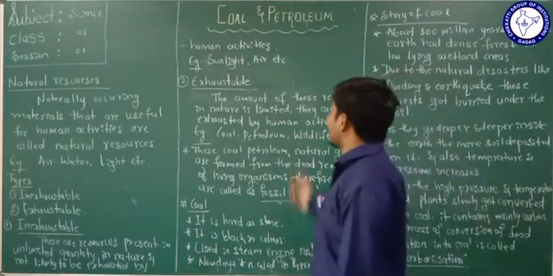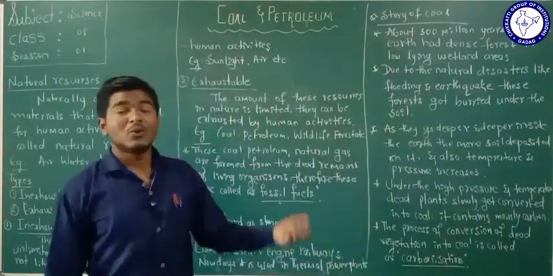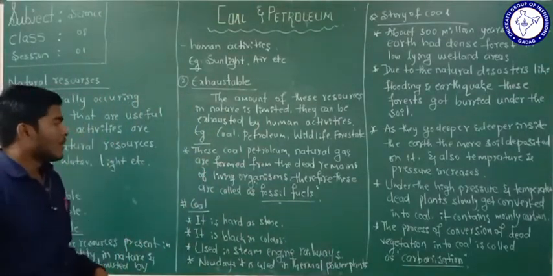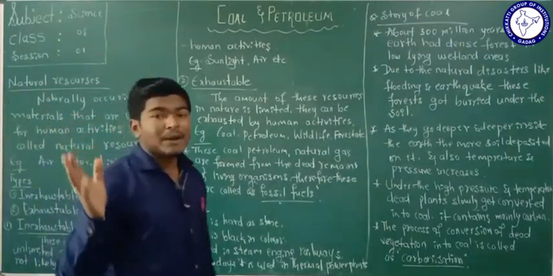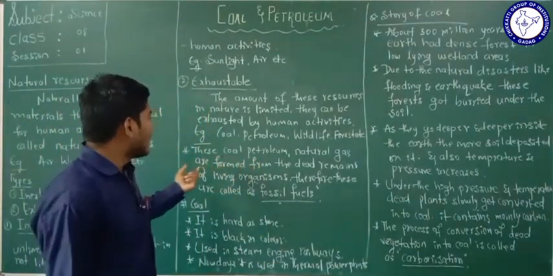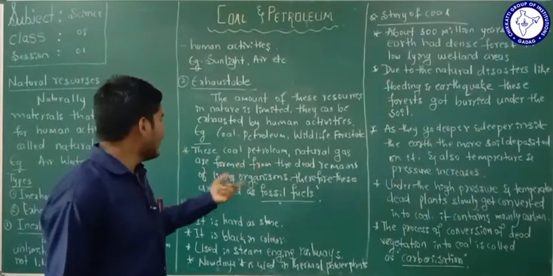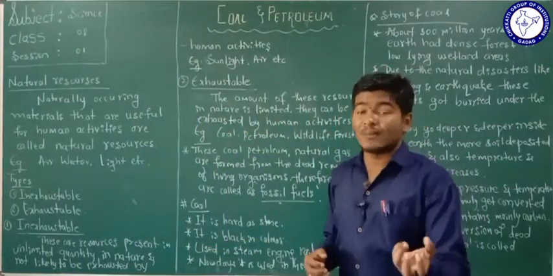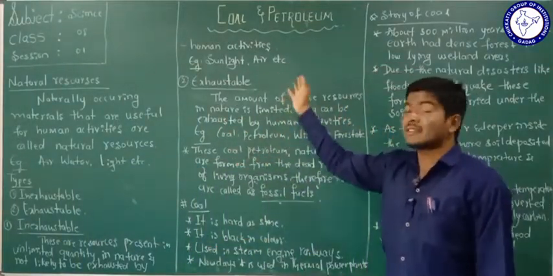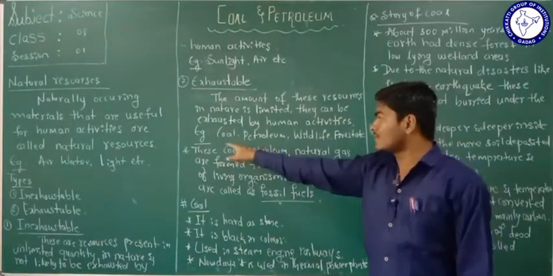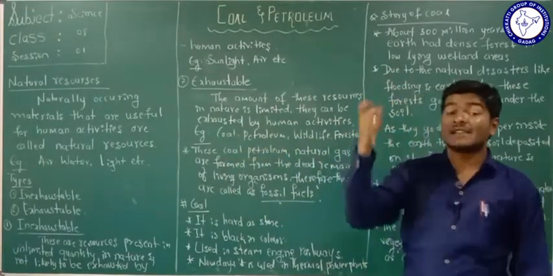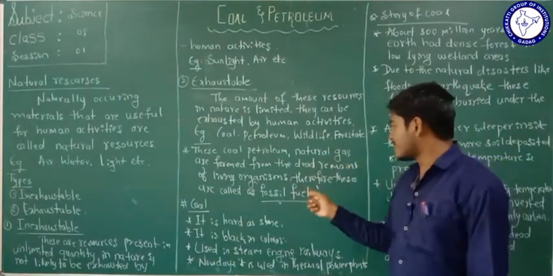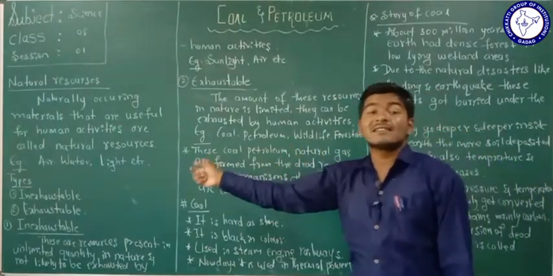So under the chapter of coal and petroleum, we are going to study one of the most important exhaustible natural resources, that is nothing but coal. So coal, petroleum and natural gas are formed from the dead remains of living organisms. How are they formed? These exhaustible natural resources, coal, petroleum and natural gas, are formed by the dead remains of living organisms. Therefore, these are called fossil fuels.